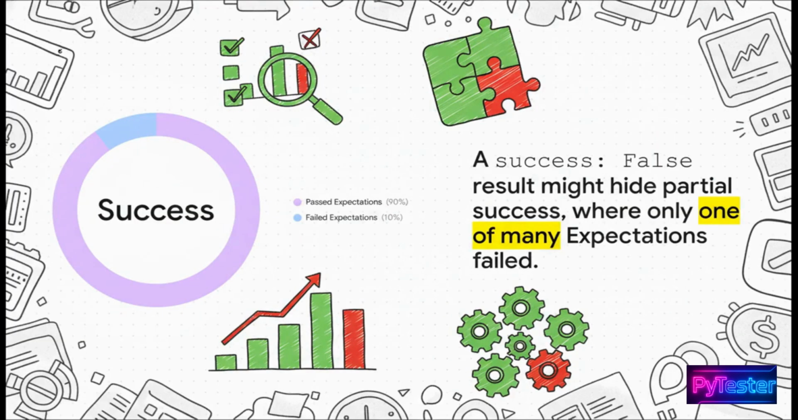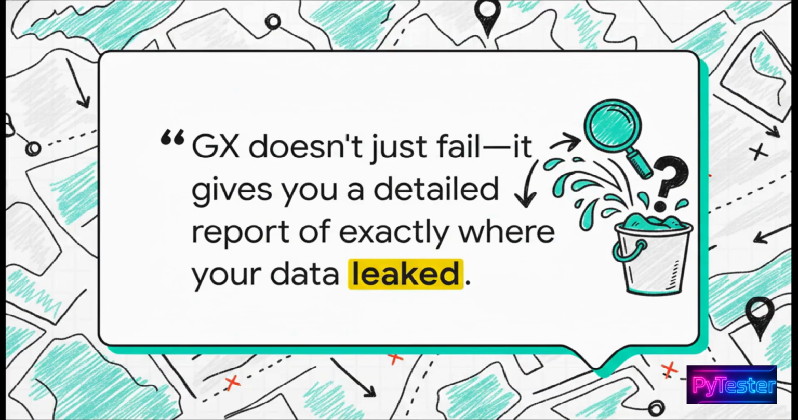This happens all the time. Your validation might come back with success false, but that doesn't mean it's a total disaster. It could just mean that, hey, 9 out of your 10 expectations passed perfectly and only one little thing failed. This idea of partial success is really, really key. I absolutely love thinking about it this way. A validation failure isn't just an error message. It's a map. It's a detailed report that pinpoints exactly where your data quality has sspringed a leak, which empowers you to go find the source of the problem and actually fix it.